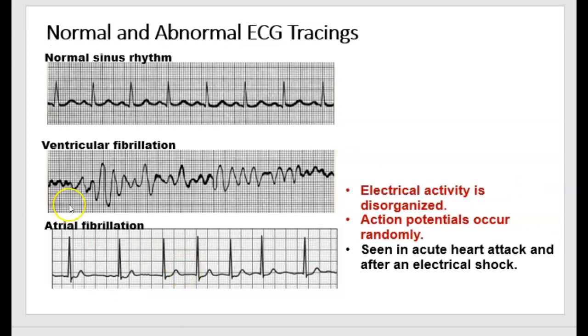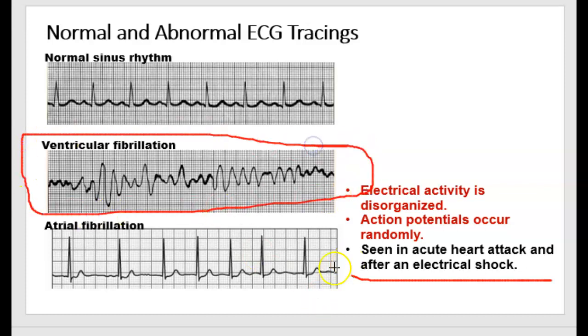Here's what fibrillation looks like. It's just electrical activity completely disorganized. Action potentials occur randomly in different locations in the heart. There's not a nice sequence of events anatomically, and so the electrical currents are all over the place. This is seen during a heart attack or after an electrical shock. In the ventricle, pretty severely. In the atrium, also severely, but this shows me that it's possible that the AV node is still working.